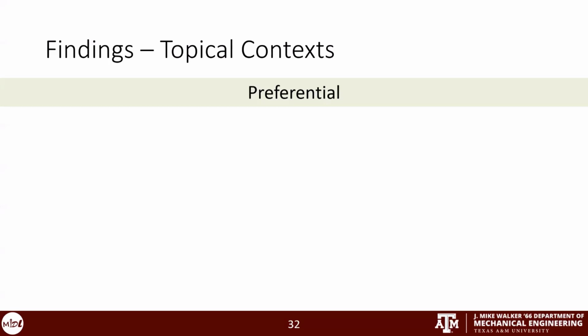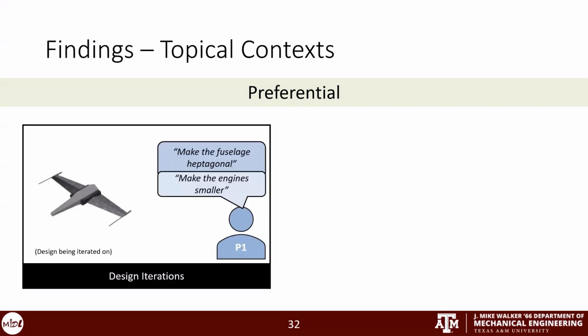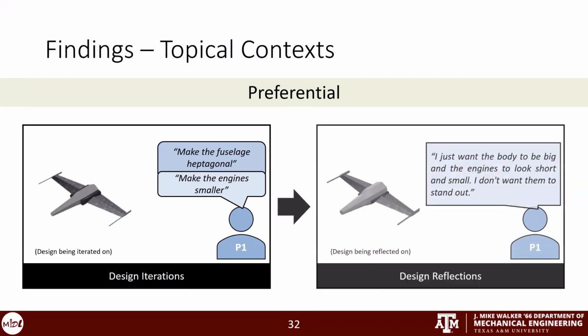One of the most commonly observed contexts was a preferential context, where participants made changes just based on their preference, which a majority of the time was motivated by the visual aspects of the spaceship. So an example here is when participant 1 made their engines a lot smaller compared to the fuselage, as they did not want their engines to visually stand out. We saw similar preferential changes being made by almost all participants to make their spaceships look good.